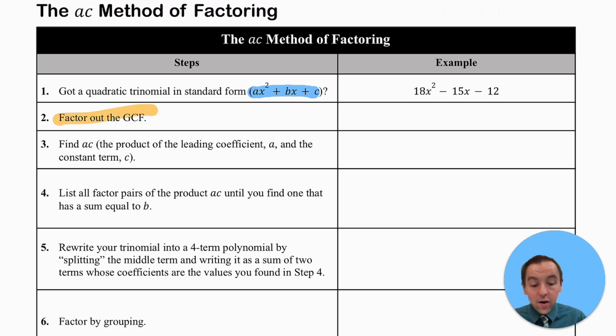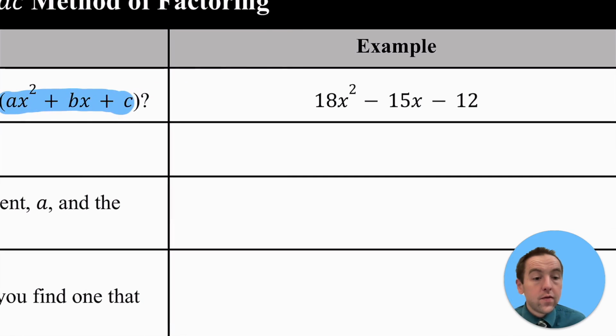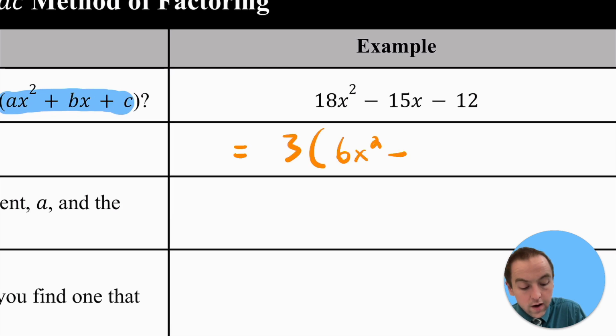Whenever you're factoring, you can always factor out a GCF first, and you should, okay? So with this expression, 18, 15, and 12 are all multiples of 3, and it turns out that 3 is the greatest thing they're all divisible by, so you can factor out a 3 from all of these terms. When you take out the 3, you're going to end up with 6x squared minus 5x minus 4 inside of that parentheses once we factored out the 3.